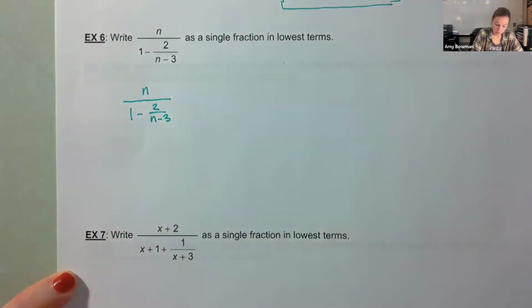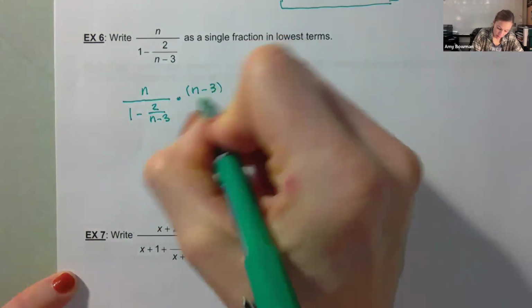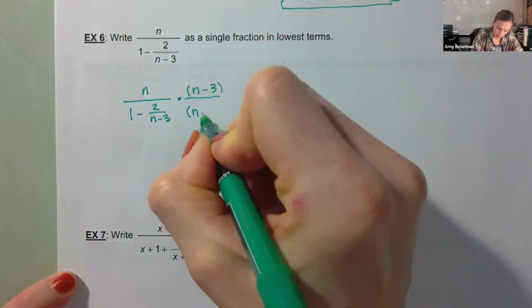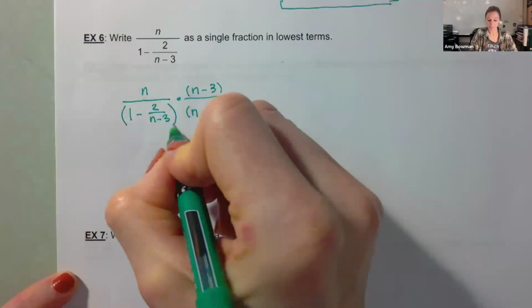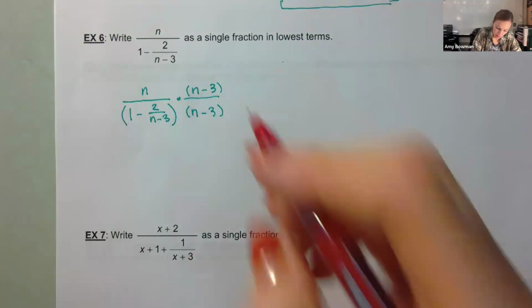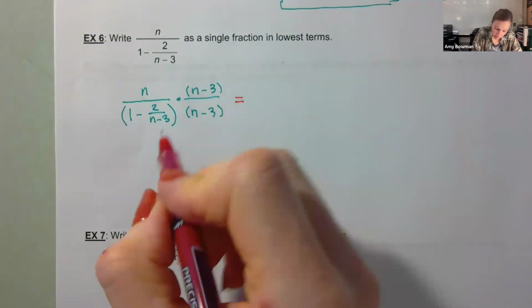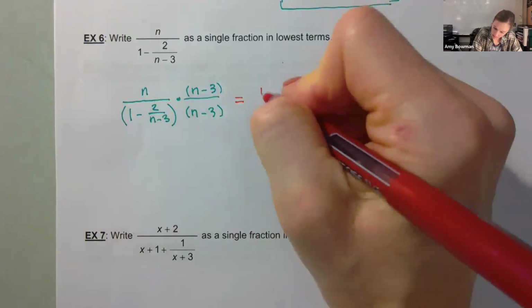Okay. So we're just going to multiply by n minus 3. Remember, we don't want to change the actual numerical value of our original fraction, so we're multiplying by 1, essentially. My product here, when I multiply n times n minus 3, is just n times n minus 3.